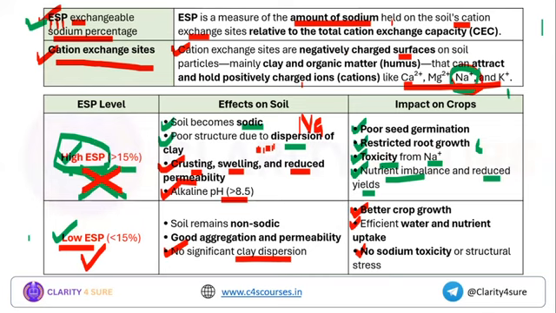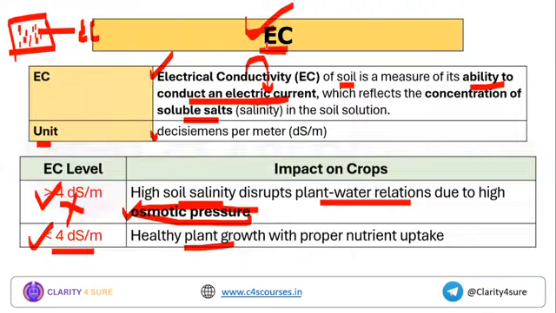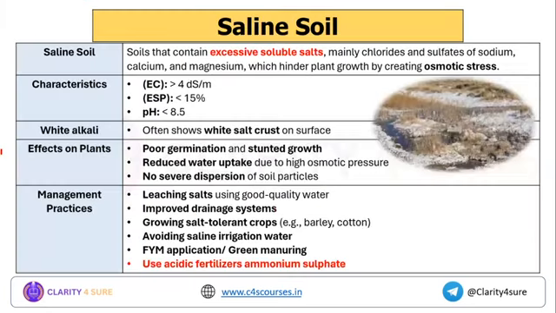ESP is the amount of sodium held on the soil's cation exchange site, and EC is the ability of the soil to conduct electricity, which indicates the presence or concentration of soluble salts. When the soluble salts are more, it is going to carry more electricity, that is high EC. When the concentration of soluble salts is less, it will not be able to conduct as much electricity, which means low EC, which is good for the crop. So yes, these were the two important concepts.